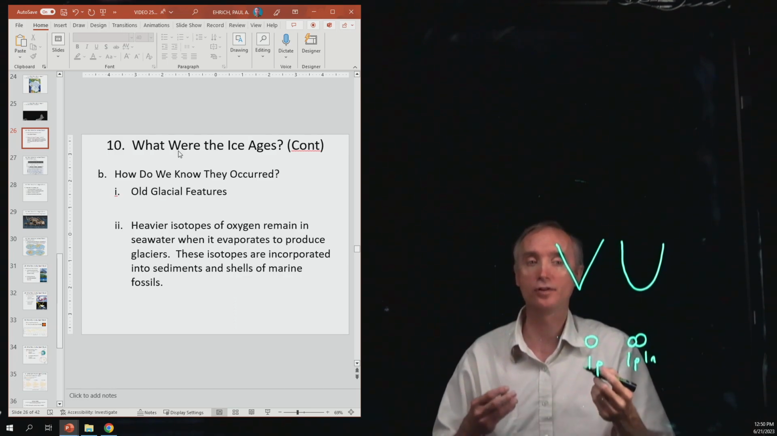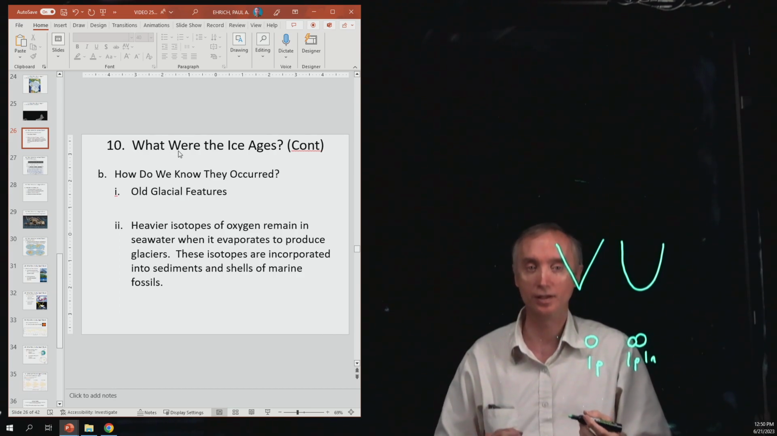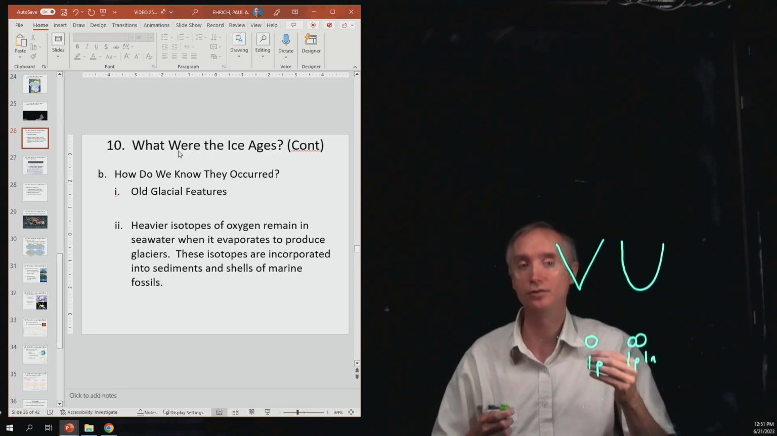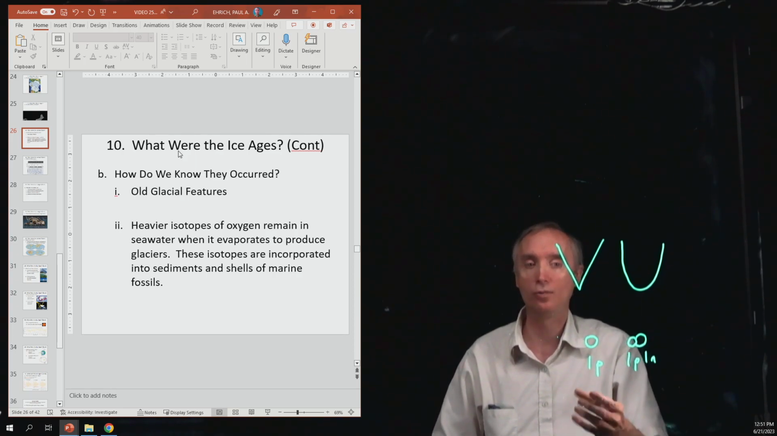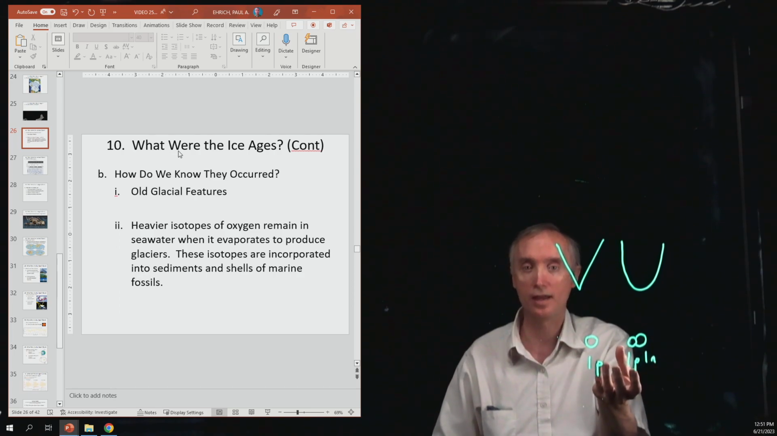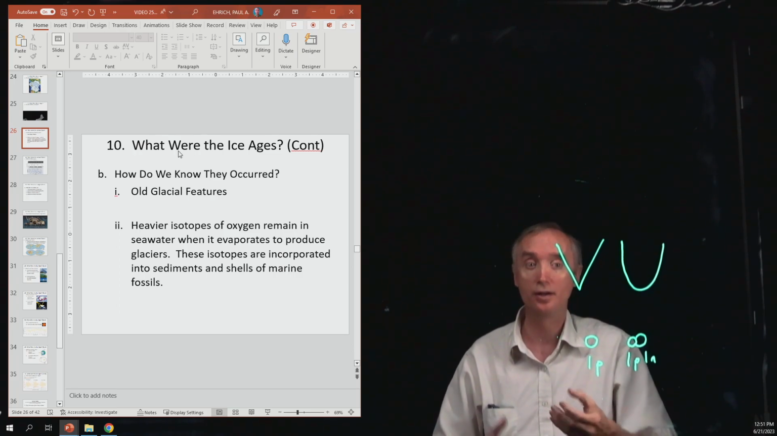So there are different isotopes of oxygen. In the nucleus of oxygen, normally it's going to have 8 protons and 8 neutrons. But there are other isotopes of oxygen that are going to have more neutrons, which is going to make that nucleus heavier. So it's a heavy isotope of oxygen. So when you've got water that's in the ocean and it evaporates, heavier isotopes are going to be left behind because they're heavier. It's going to be a denser water.